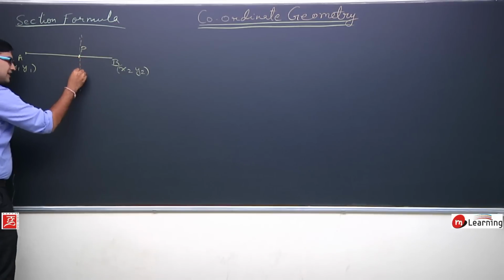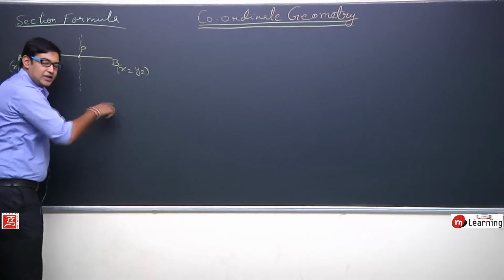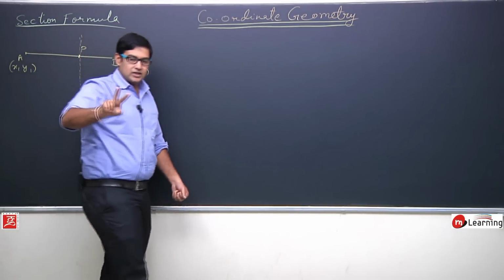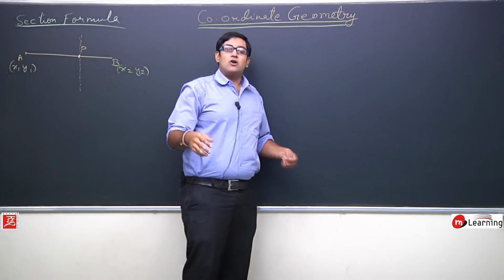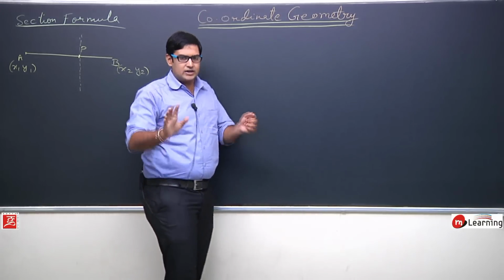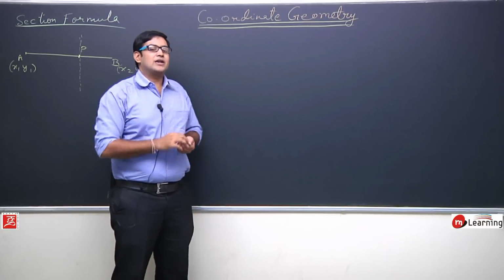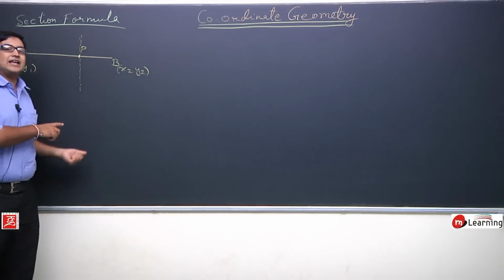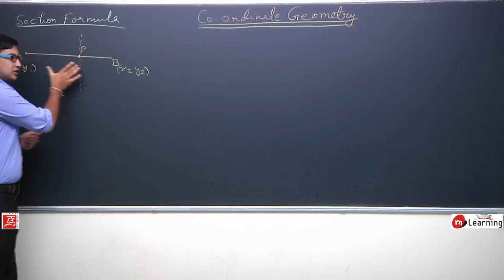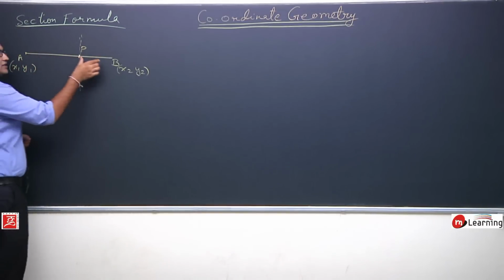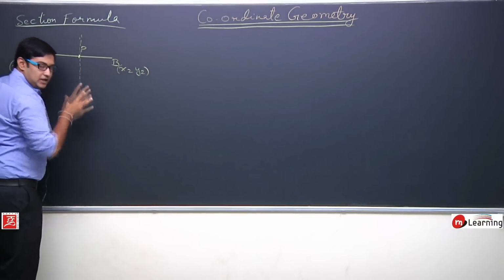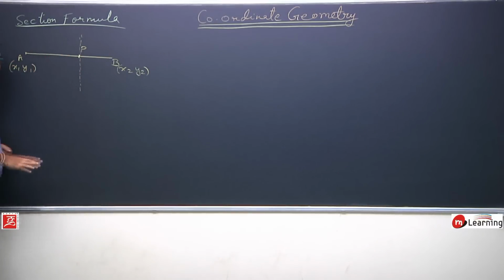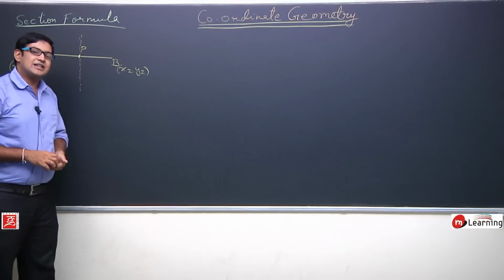This P point is basically dividing this line AB into two parts. Okay, the two parts may be equal or may not be equal. It is not necessary that these two parts should be equal. The only thing is that this P point divides this line segment into two parts. This is the first part AP and this is the second part PB. These are the two parts in which P divides this line segment.